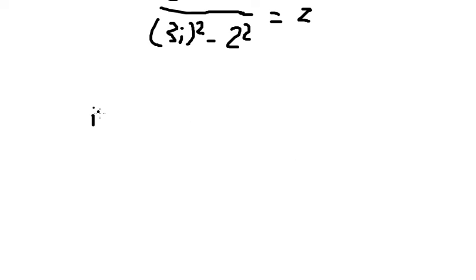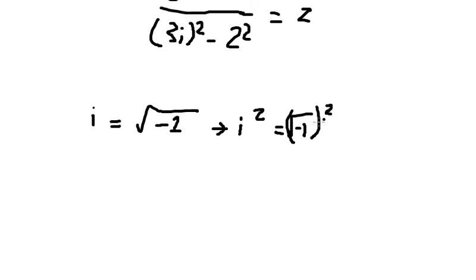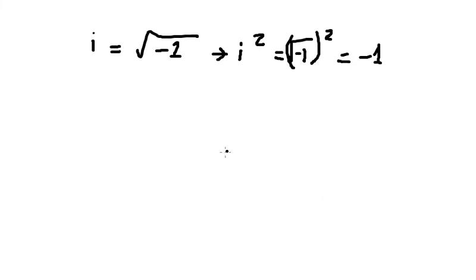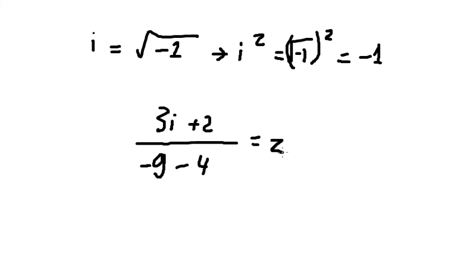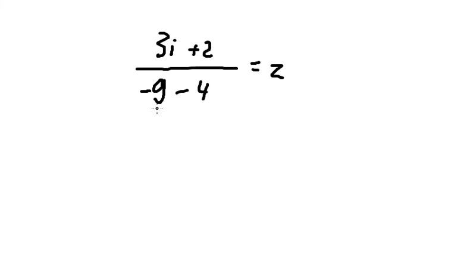We know that i equals the square root of negative number 1. If we put the power number 2 for both sides, we cancel the square root and we have negative number 1. So this one we have negative number 9. So negative number 9 with negative number 4, we have negative number 13.